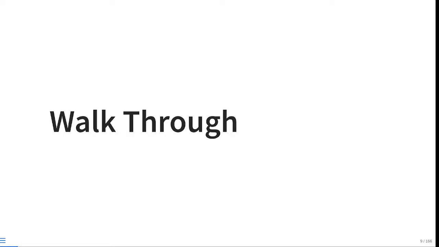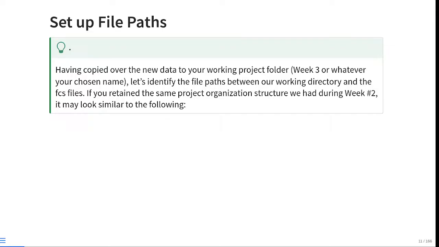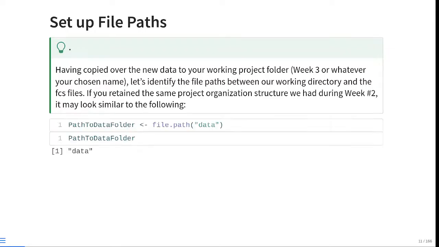And with that, let's begin the material for today. Similar to what we were doing last week, if you have set up a new GitHub repository on your computer as a project folder, and say you named it week 3, the first thing we need to do is tell our computer where to find those FCS files that we have just transferred over. If you have retained the same project organization as last week, your file path might look something like this.